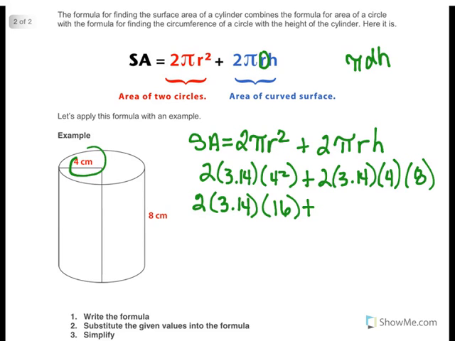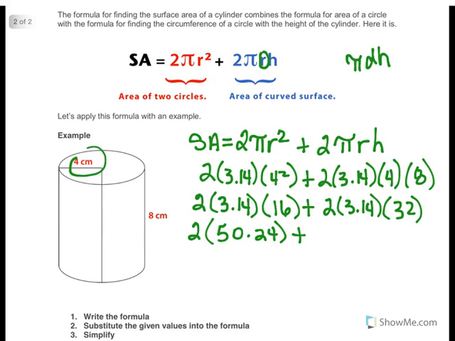Because I have that plus sign, I can go ahead to the right side and I can work something on the right side. And I'm going to continue working from the back forward. So now I have 3.14 times 16, and when I multiply that, it is 50 and 24 hundredths, plus when I multiply 3 and 14 hundredths times 32, I get 100 and 48 hundredths.